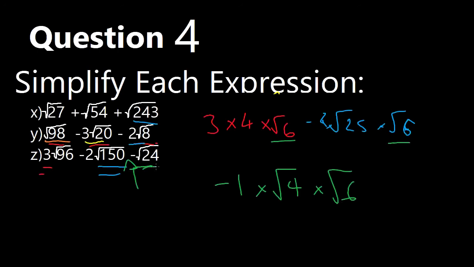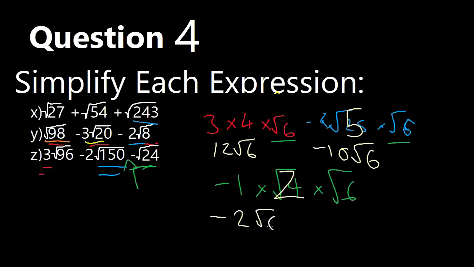Okay, so we're going to go through and do our next step now, which is going to be going through and simplifying all of these. So I can see that I have 3 times 4 lots of root 6, so that's 12 lots of root 6 here. I have minus 2, and this root 25 is 5, so minus 2 times 5 is minus 10 lots of root 6 here. And down here, that's a 2, so I have minus 2 lots of root 6 down here.